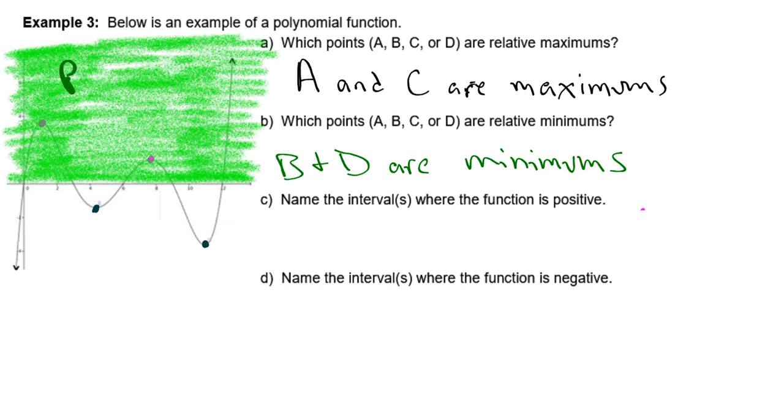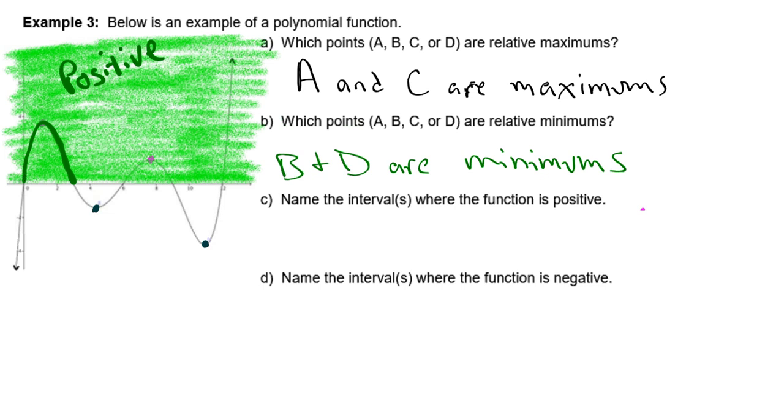So up here is where our graph is positive. So what sections of our graph are above the x-axis? Well, from 0 until 3, that is a section of our graph that is above the x-axis, from 0 to 3.